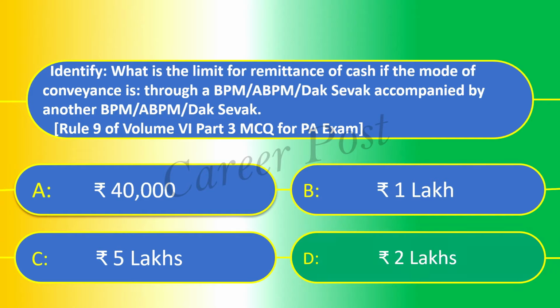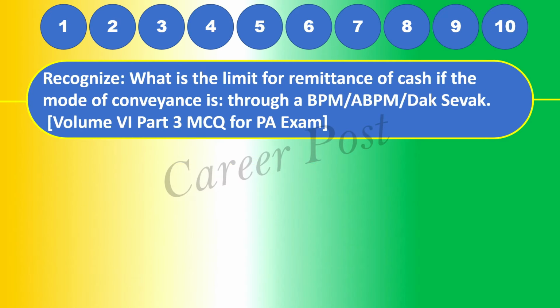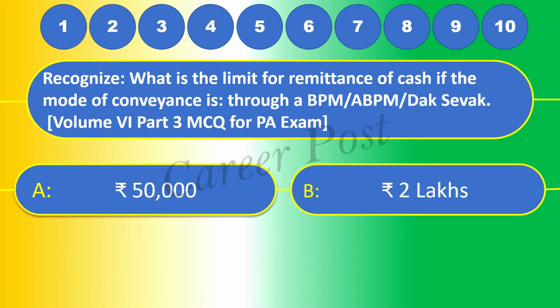The answer is 2 lakhs. If it is 1 BPM, it is 1 lakh. If it is 2 BPM, it is 2 lakhs. What is the limit for remittance of cash if the mode of conveyance is through BPM, ABPM and Dak Sevak? So here it is only 1 BPM that is given. How will you find whether it is 1 BPM or 2 BPM? Through the ABPM.